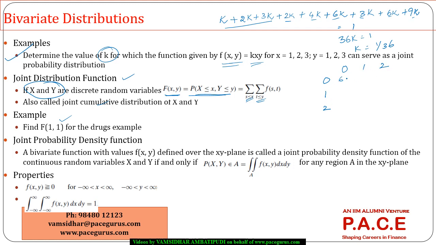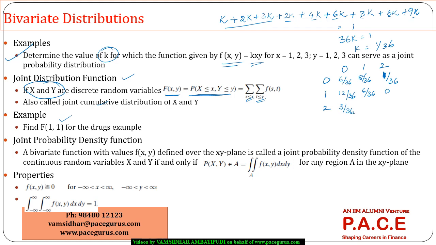So 0, 0 we got it as 3 by 36. 1, 0, 1 we got 8 by 36. 0, 2 we have got it as 1 by 36. 0 of aspirin and 2 of sedatives. So here we have got 12 by 36, 1 aspirin and 0 sedatives. So 12 by 36, this is 6 by 36 and this is 0. And this we have got it as 3 by 36.